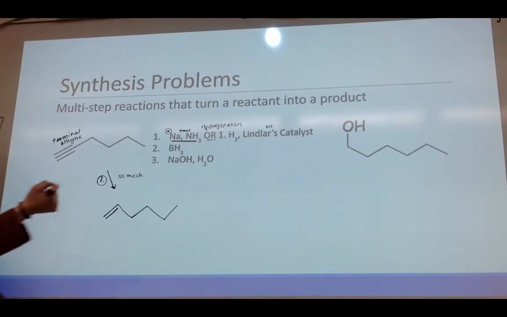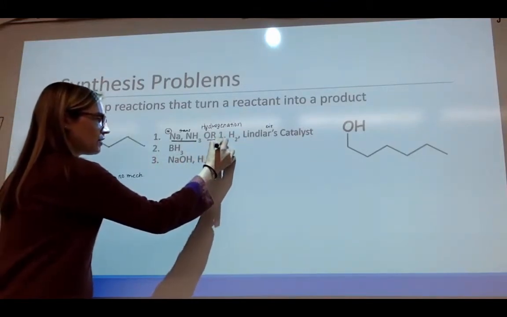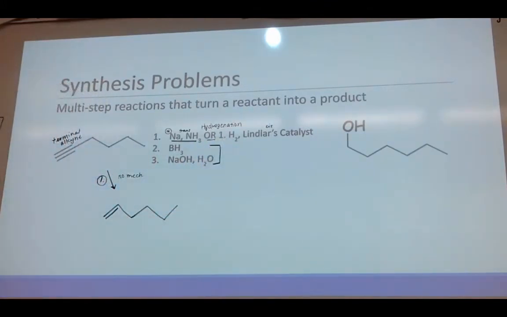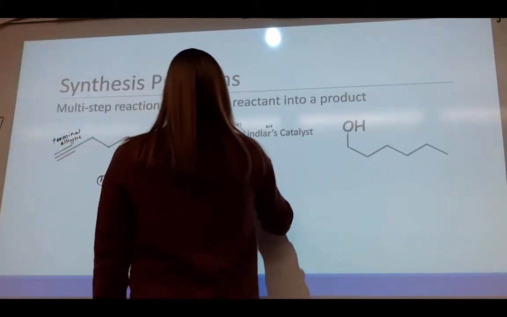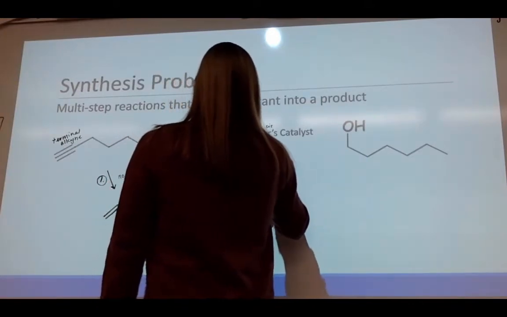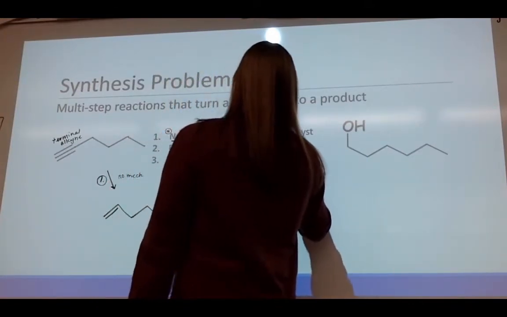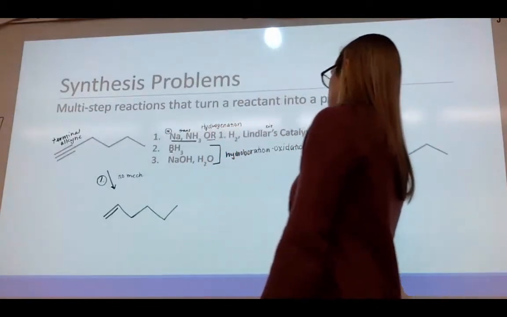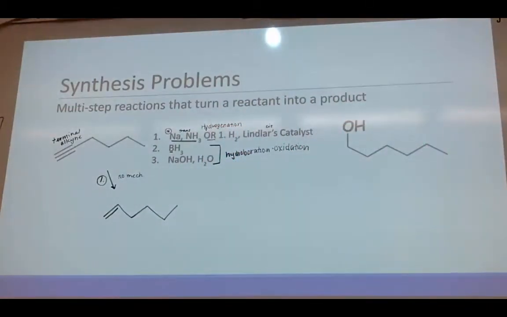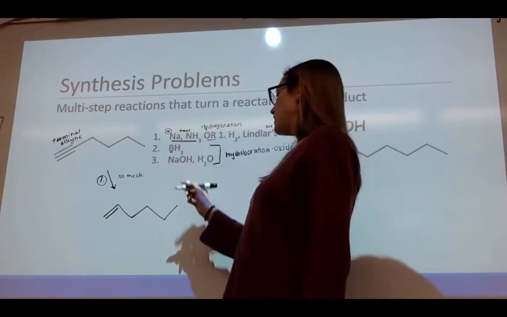Then we have BH3 and NaOH and H2O. Now these actually go together. If you look at your reference sheet or you look at your notes, boron, we looked at hydroboration. And so this is actually hydroboration oxidation. So what we're doing right now, I gave you these steps, we're actually taking it through step by step to see how we take that reactant and we go to this product. So steps 2 and 3 go together.